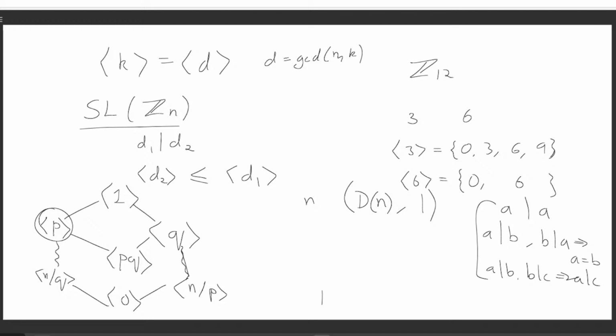So 1 divides P, correct? Yes, 1 divides P. Anything else between 1 and P that divides P? No. If something divides P, it has to be P or 1 only. Right. Similarly, 1 divides Q. P and Q both divide what? PQ. And again, nothing else can come in between them.